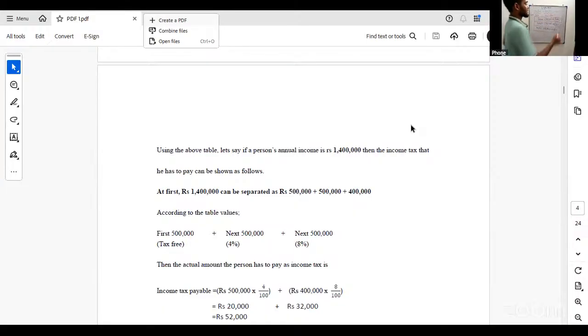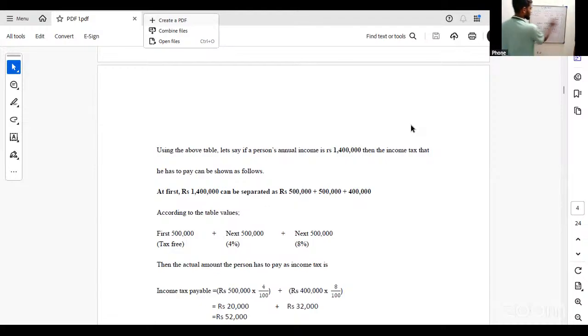Then in this class, he has only 400,000, but still he's in this category, because he has 500,000 plus 500,000 plus 400,000. So he has to pay this 8% tax. This is what he has to pay.